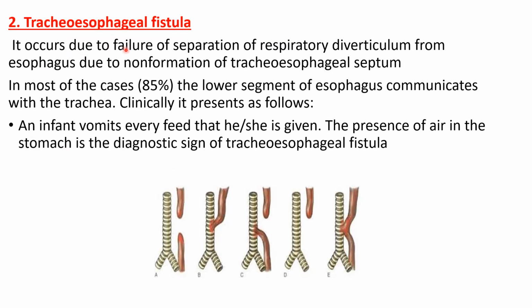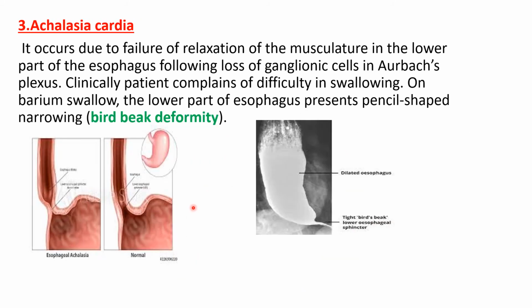Tracheoesophageal fistula. This occurs due to the failure of separation of the respiratory diverticulum from the esophagus. This is due to the nonformation of tracheoesophageal septum. So in most cases, there is a communication between the esophagus and the trachea, and the infant vomits every food he or she eats, and there is presence of air in the stomach, and that's the diagnostic sign of the tracheoesophageal fistula.